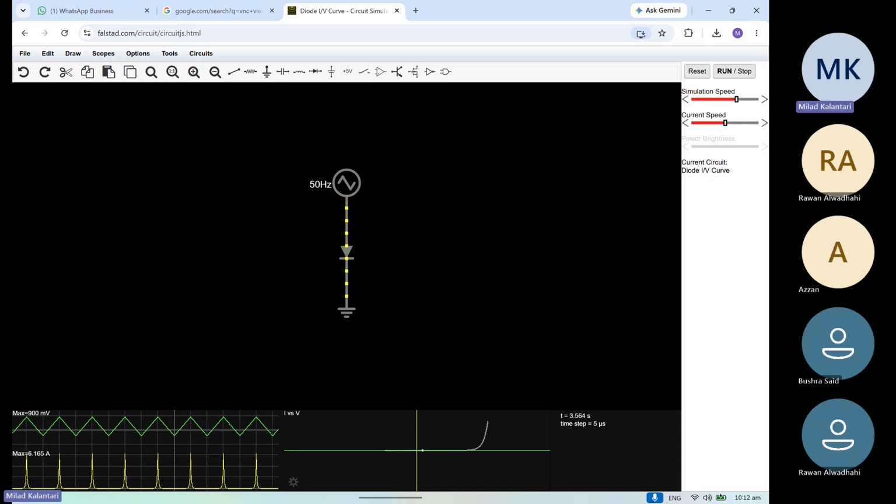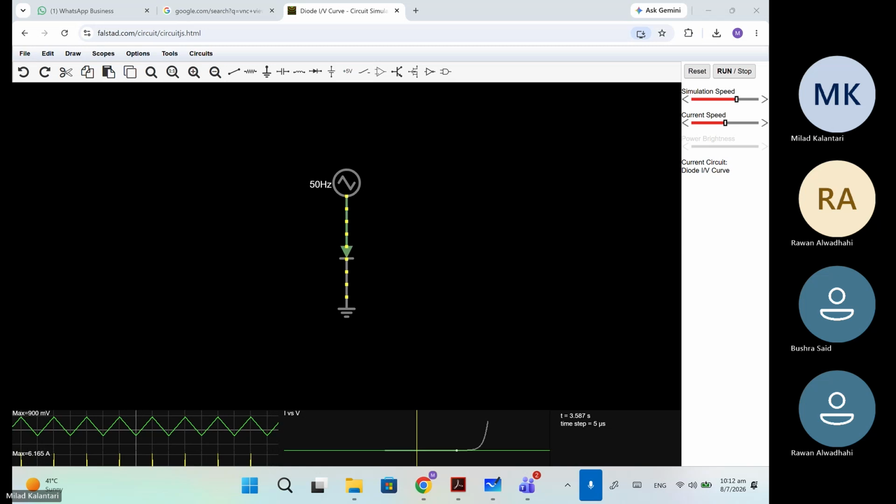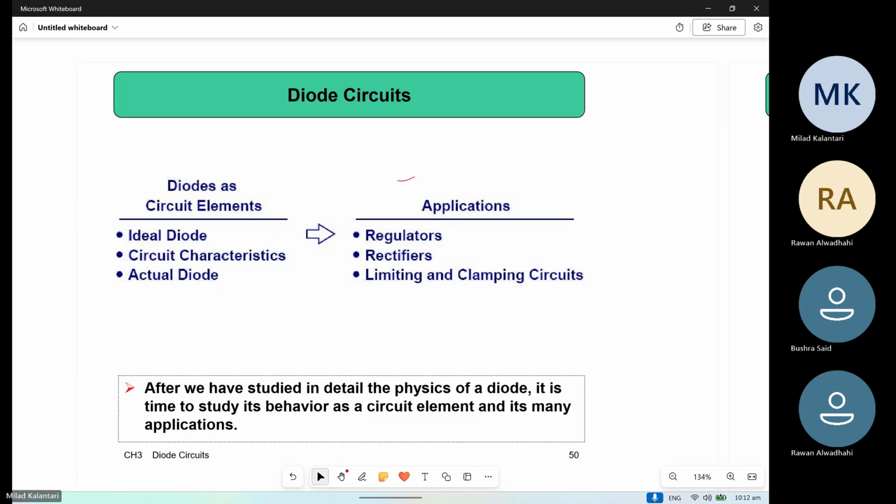Okay, let's start the diode, moving to the diode circuits. In the diode circuits, we are first of all dealing with how we can model the diode. We can start from the ideal diode, then move to circuit characteristics and finally reach the actual diode. Then we show some applications of diode circuits, like regulators, rectifiers, and limiting and clamping circuits.